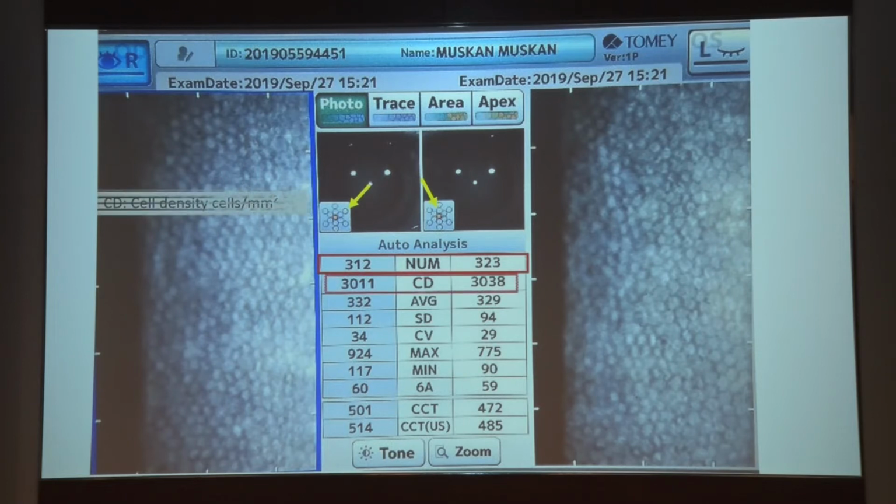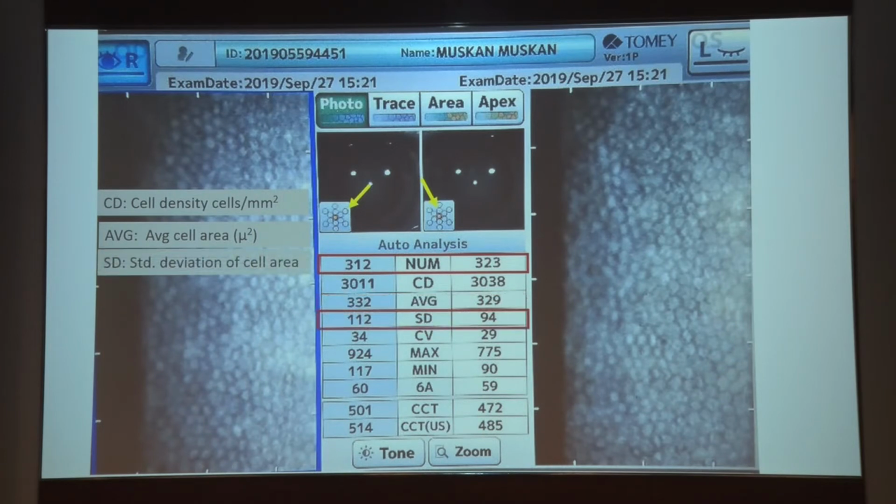From these number of cells, depending on the area that was taken, this is an automated analysis. You are getting the cell density. So the cell density is above 3000 and it's in cells per millimeter square. Next, you have the average cell area. So average cell area is just close to 300 in both eyes.